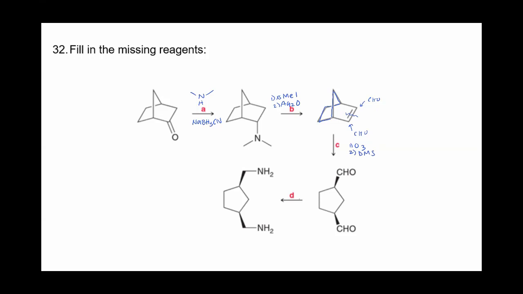And then to make the amines here, we still have this carbon. So we're going to react it with ammonia. This will be excess ammonia with NaBH3CN. Questions on that?